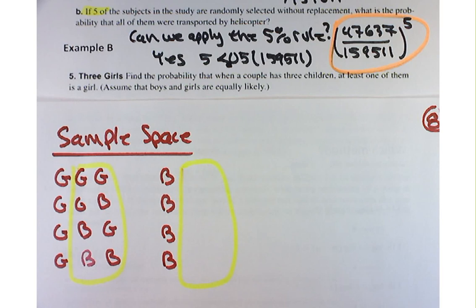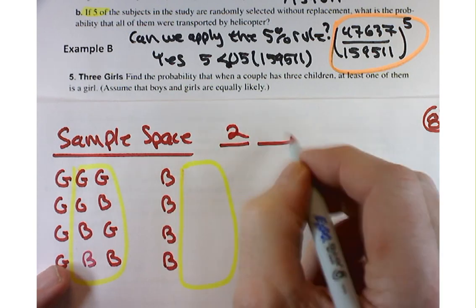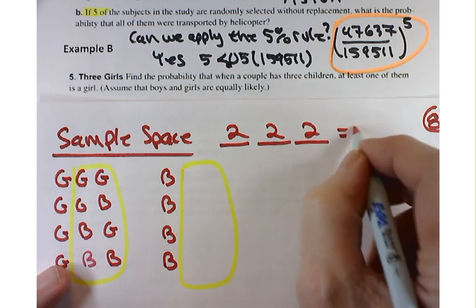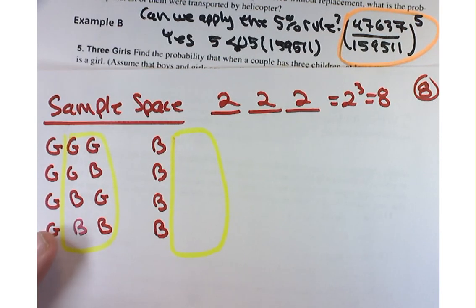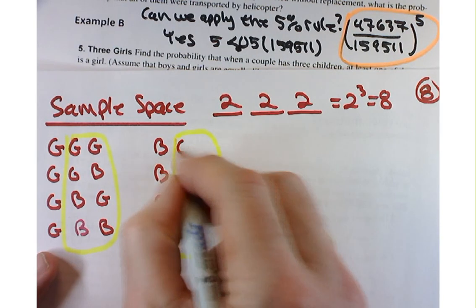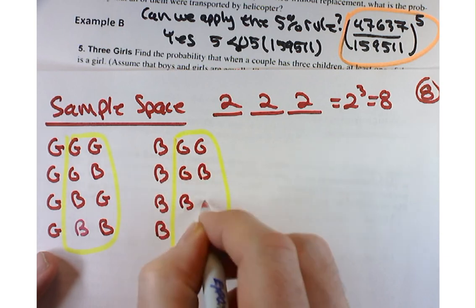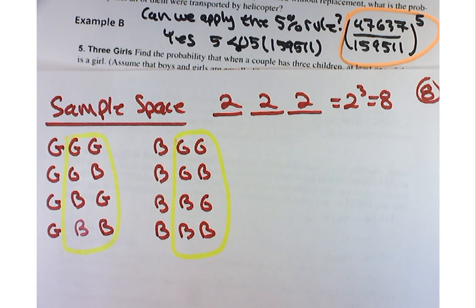Now, if you want to know how come there's 8 possibilities here, well, there's 2 genders possible on the first one, 2 on the second one, 2 on the third. 2 to the third power is 8. So that's the size of your sample space. Girl, girl, girl, boy, boy, girl, boy, and boy. So all together, that's our sample space.